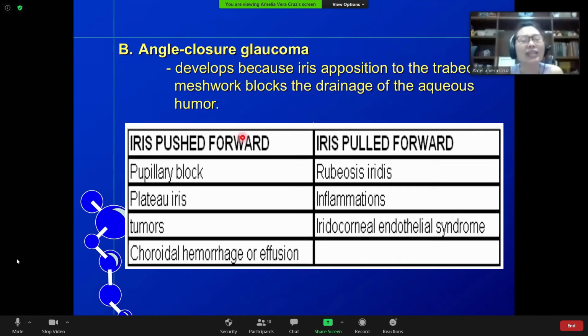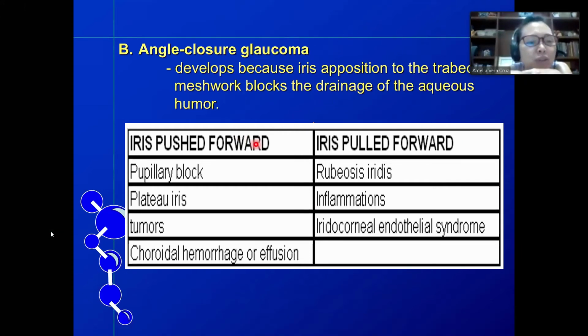Okay, let's go to your aqueous humor formation na naman. Your iris, your ciliary body will produce your aqueous humor. Your aqueous humor now will go to your posterior chamber. Nasa posterior chamber ang ciliary body, ciliary process mo ha. Then from your posterior chamber, it will go to your pupil.